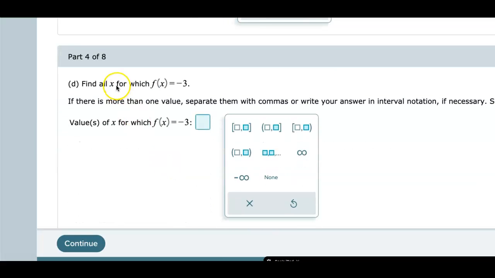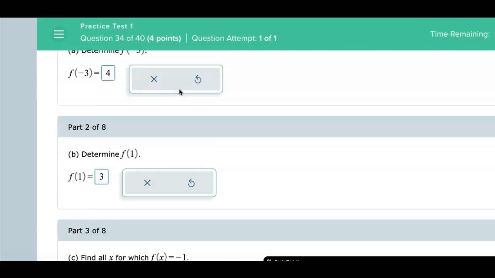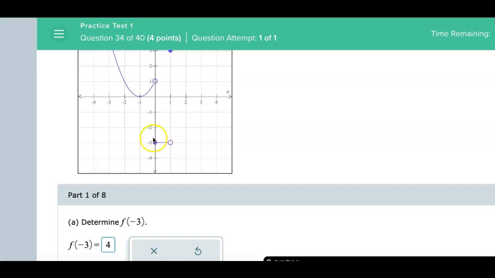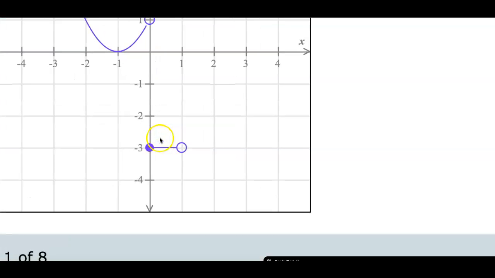For all x which f of x is negative 3. Let's find it. So the y value is negative 3. Look, we have this piece of graph right here that starts from 0 to 1. And you see what I mean by 0? I know we tend to look at the number that is right next to it, but I said 0 because the x-coordinate is 0, right? This is 0, and it goes to 1.